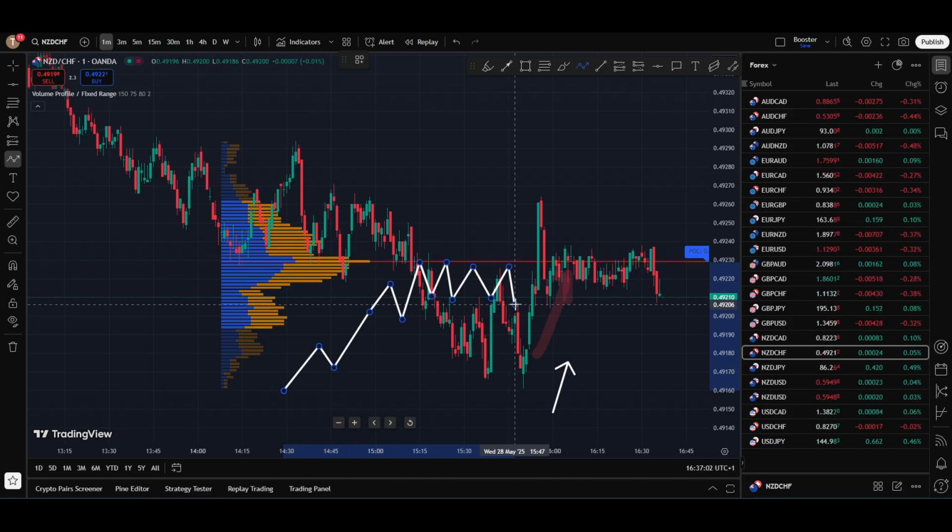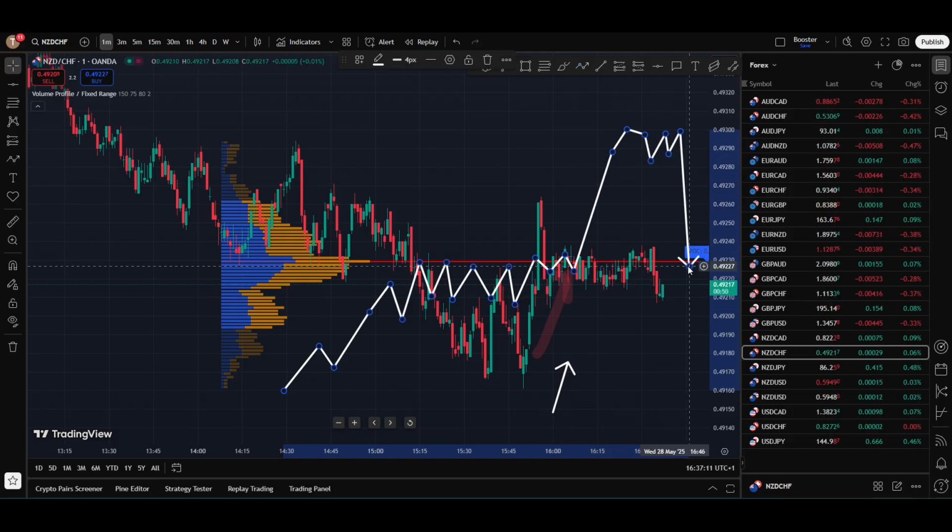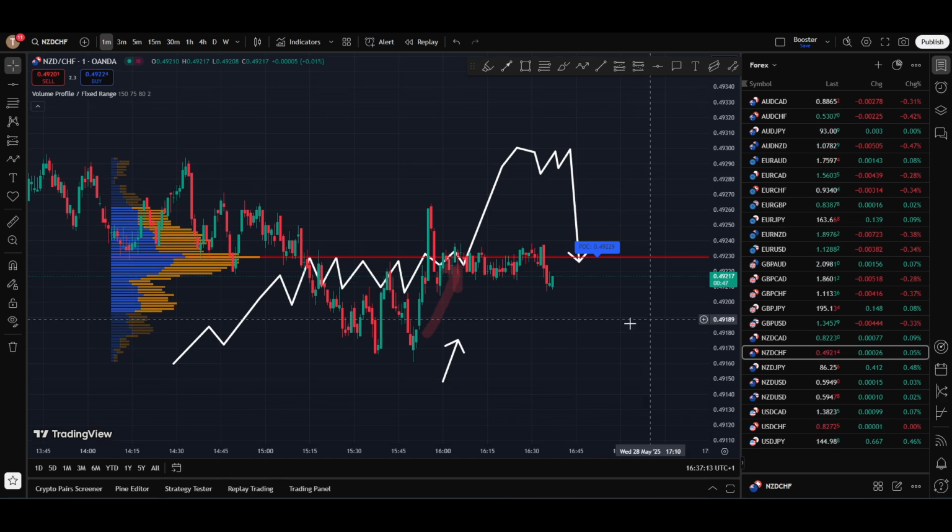This is just an example. Sometimes the price stays here for a long time, and sometimes it breaks out and touches another volume level. It might hang around there for a bit too, and then head back to our main volume.